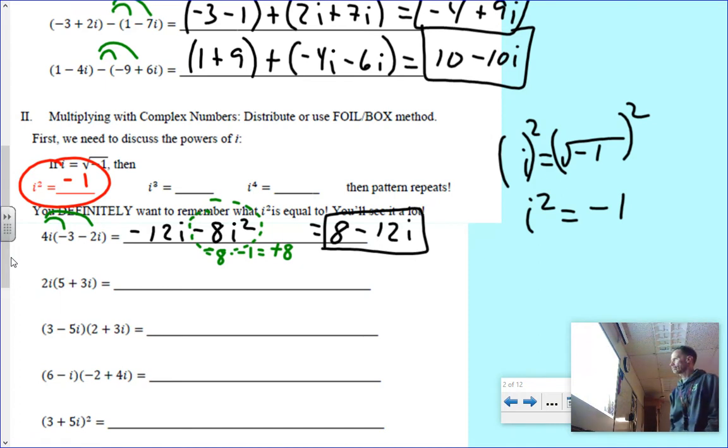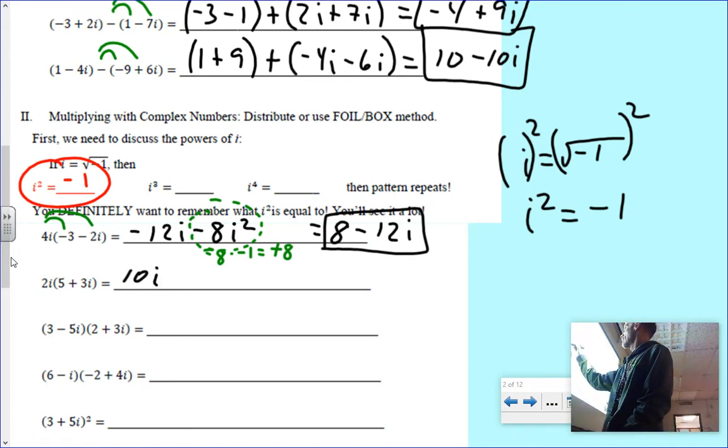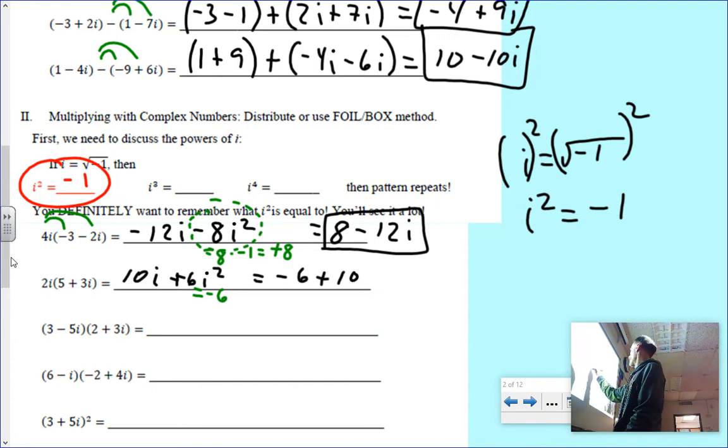Okay, let's do that next one. Again, distribute: 10i plus 6i squared. And again, remember that 6i squared is equal to negative 6. So I'm going to write that as negative 6 plus 10i.